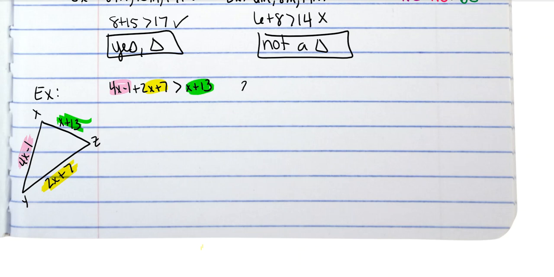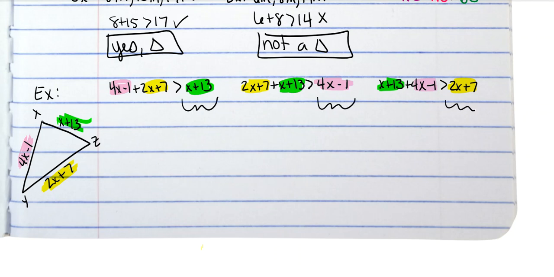Then we need 2x plus 7 plus x plus 13 has to be bigger than 4x minus 1. That is yellow and green has to be bigger than pink. And then the last one, x plus 13 plus 4x minus 1 has to be bigger than 2x plus 7. That is green plus pink has to be bigger than yellow. All right, and you know you've done it right as long as these ends are all three different, which they are. One's green, one's pink, one's yellow.